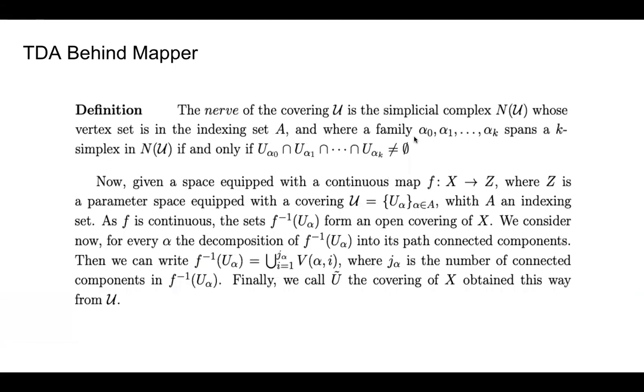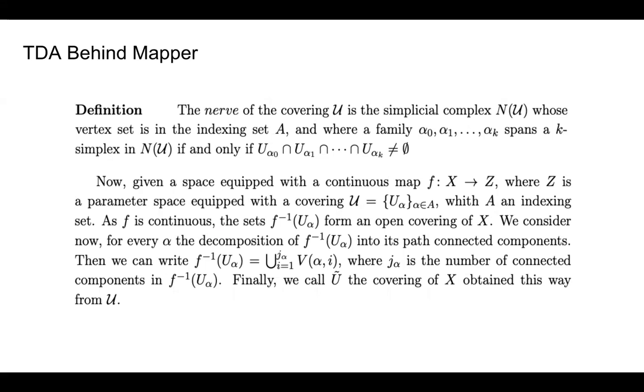Now to explain some of the TDA behind Mapper. So the nerve, recall from class, the nerve of a covering U is the simplicial complex N(U) whose vertex set is the index set A, where the family alpha 0 through alpha k is a k-simplex in N(U) only if its coverings in the X set all intersect, so they have a non-empty intersection. And then given a space equipped with a continuous map, where Z is a parameter space that has a covering with A as an indexing set, F is continuous, and that's proved in the paper, if you want to reference our works cited.